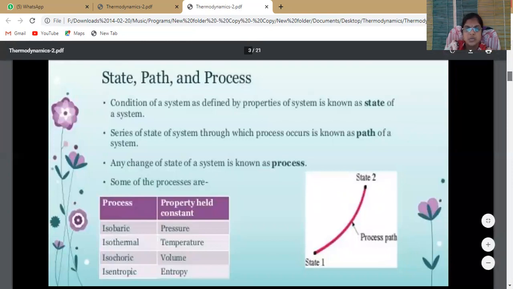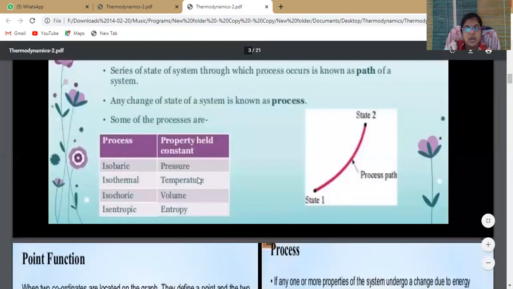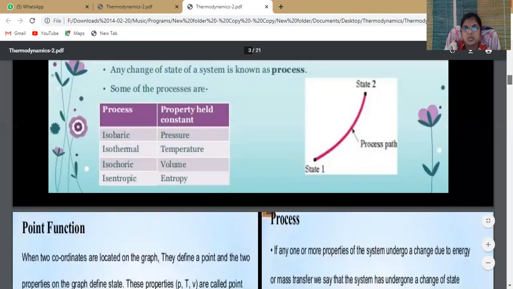Some of the processes are these. An isobaric process is nothing but constant pressure. An isothermal process is nothing but constant temperature. An isochoric process is nothing but constant volume. An isentropic process is nothing but constant entropy. Those are all the processes.